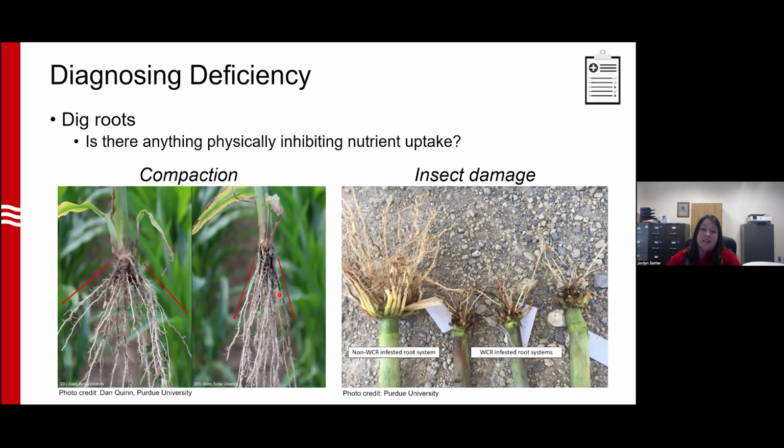Insect damage is another way that roots can be restricted. As you can see here, some insects like western corn rootworm feed on corn roots, which makes their root systems physically very, very small and unable to reach many of the nutrients and water that the plants need. So something like this would definitely be a very big problem.